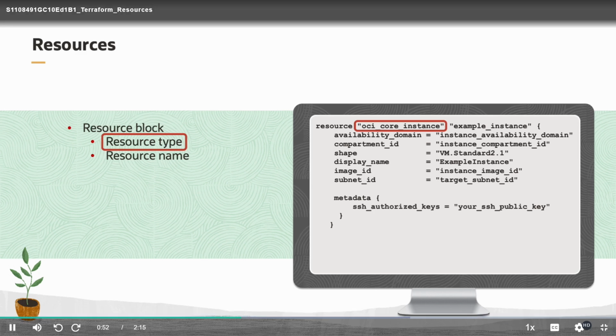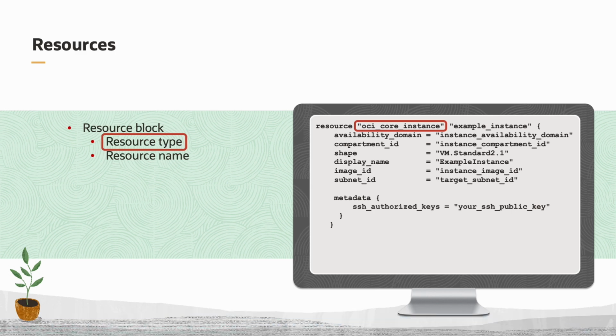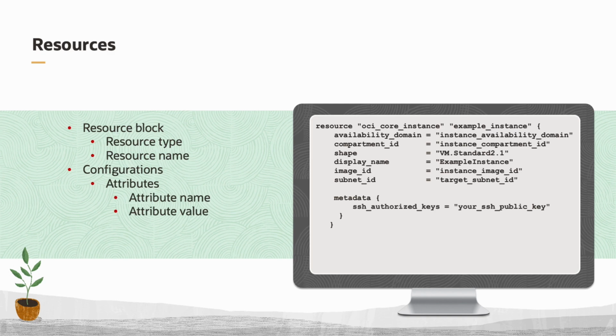Several essential resources like compute, network, and storage are grouped under the core group. This is important to remember when navigating the resources documentation. The resource name is a unique identifier within the configuration for that resource. Here it's named example_instance. Inside the resource block, you define the configurations and attributes for the resource.